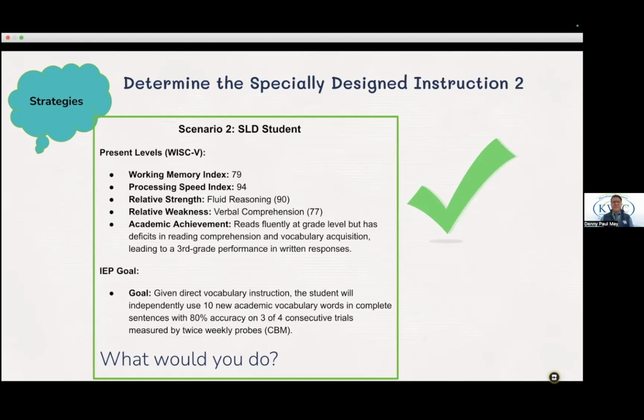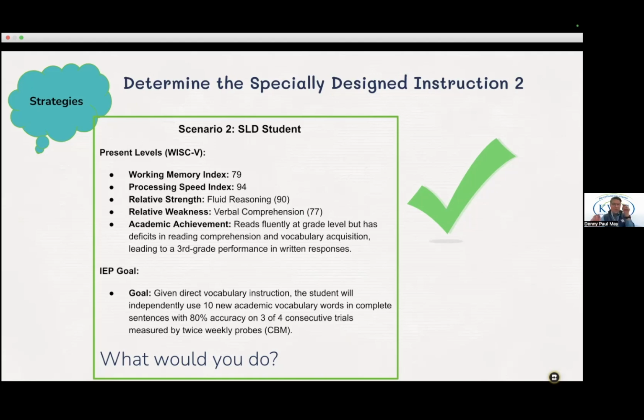And this is an SLD student. Reads fluently at grade level, but has deficits in reading comprehension and vocabulary acquisition, leading to a 3rd grade performance in written responses. So this one changes the academic target a little bit. And then his goal is: given direct vocabulary instruction, student will independently use 10 new vocabulary words in complete sentences with 80% accuracy on 3 of 4 consecutive trials, measured by twice weekly probes.